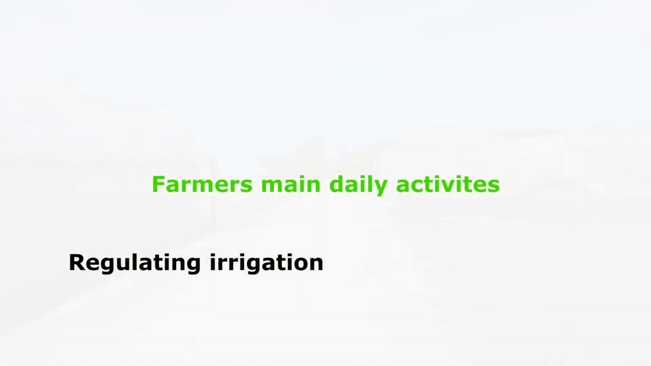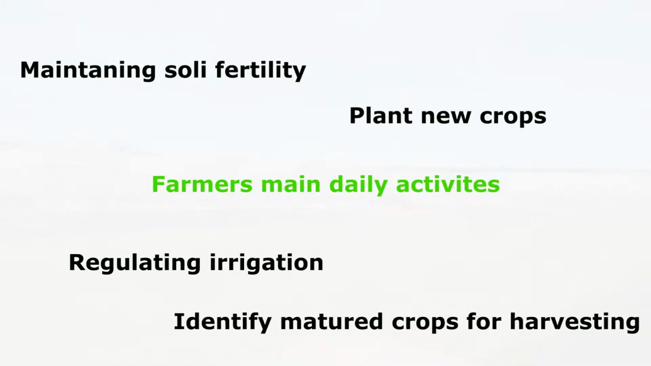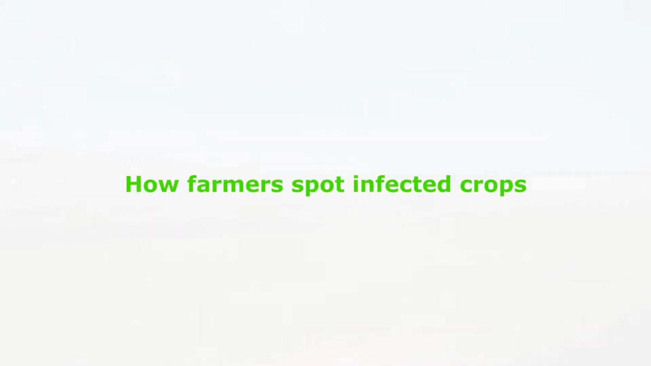Farmers' main daily activities. The farmers spend most of their time sustaining and nourishing their crops, such as regulating the amount of irrigation and maintaining the soil fertility. They also devote a lot of time to planting new crops and identifying mature onions, then harvesting them. How farmers spot infected crops.